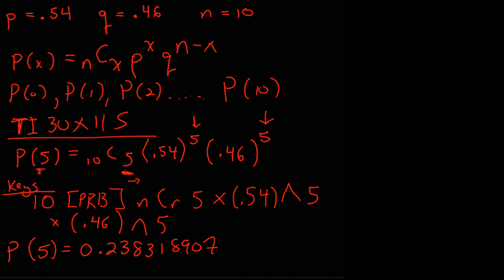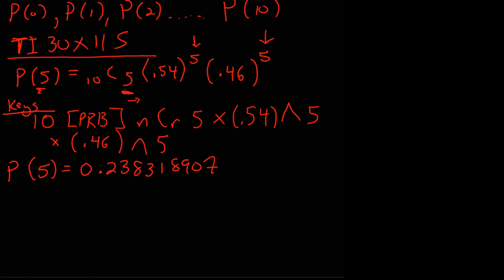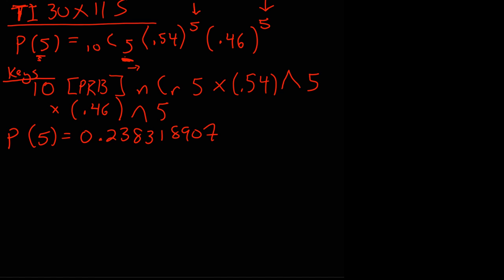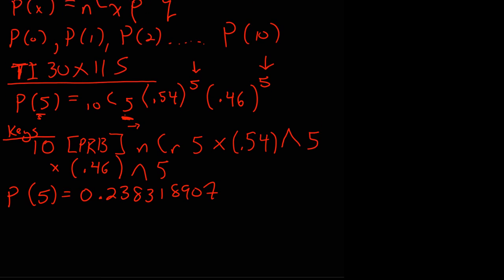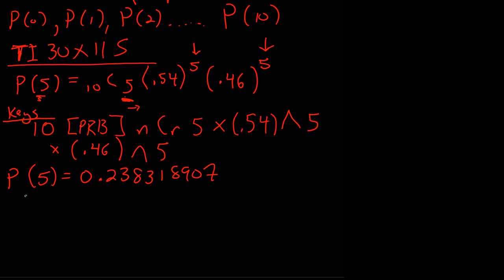Now, this is asking us for 3 decimal places, so for 3 decimal places, I'm just going to scroll down to here. I think that'll be good enough. I'm going to approximate this to 0.238. And that answers the first part of the question.